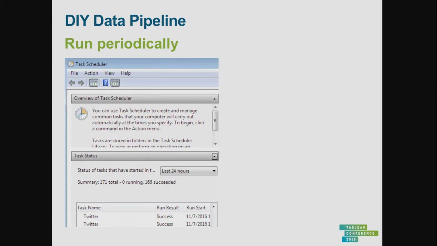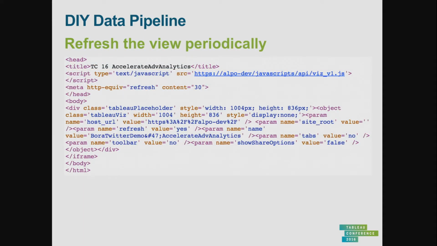And this is my task scheduler task in Windows that runs every 5 minutes. It's run 171 times during my demos, apparently. And this is what the HTML page looks like. And I highlighted some of the things.